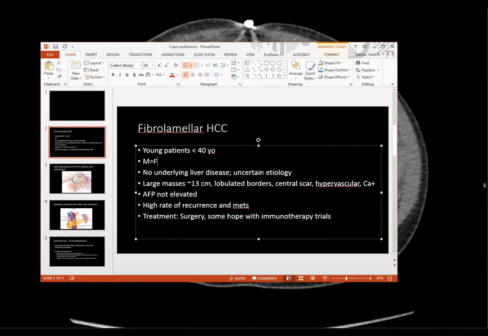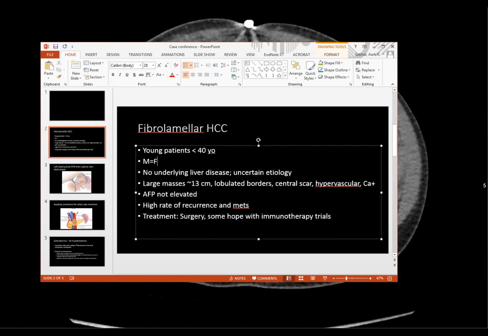They tend to be very large masses with lobulated borders, central scar. So people sometimes will talk about fibrolamellar versus FNH, but these are much, much more heterogeneous and aggressive looking than FNHs. They're hypervascular, and I think like 40% will have calcifications. So that was the clue I was trying to show on the non-con CT. The AFP will not be elevated, and it won't stain for the same things as HCC. So even though it's called HCC, it's a very different etiology and pathway.